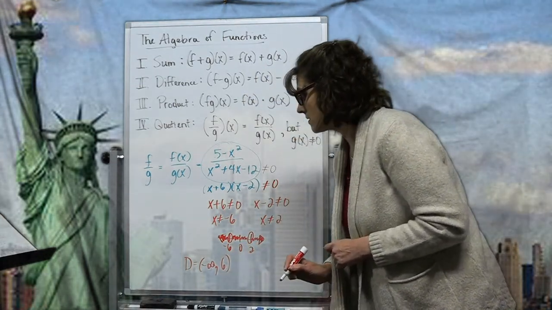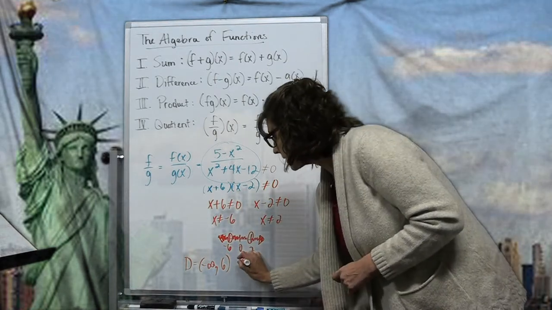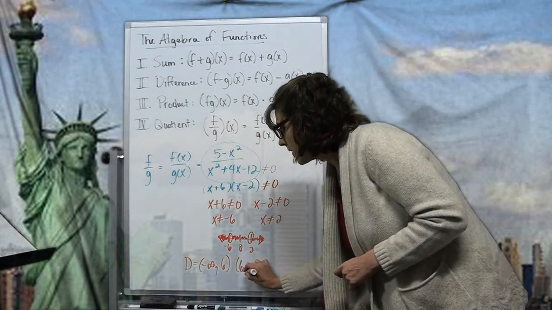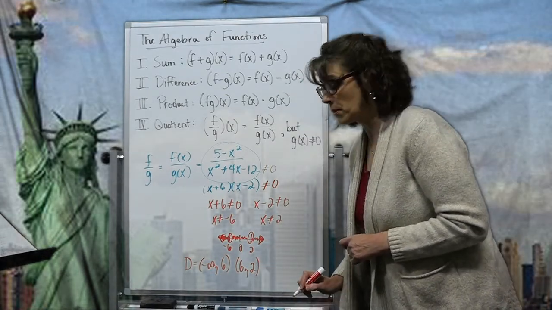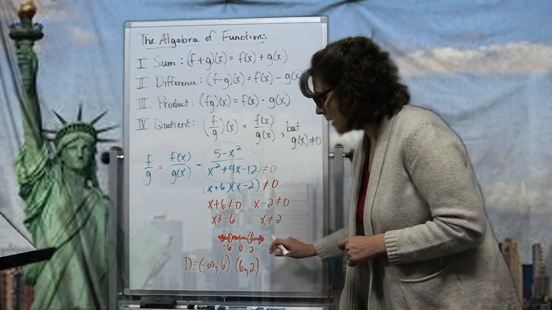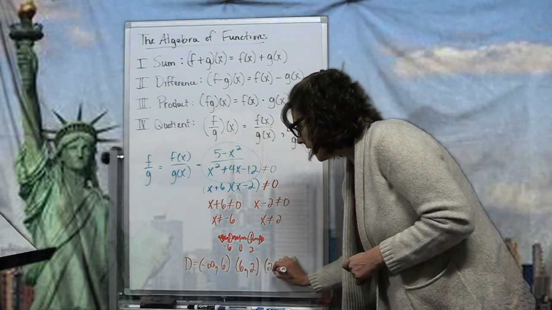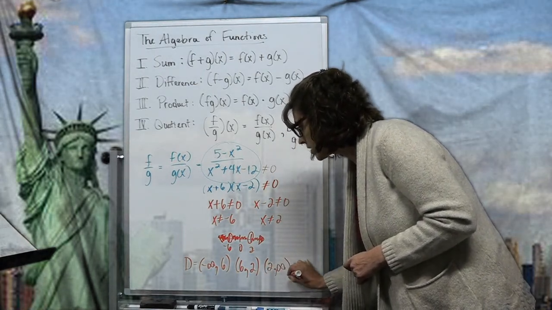It gets a parentheses. I'm going to skip over it and pick up just on the other side of that 6, go all the way up to a 2. The 2 is not included. It gets a parentheses. Skip over it, pick up on the other side of the 2, and go all the way up to infinity, which gets a parentheses.